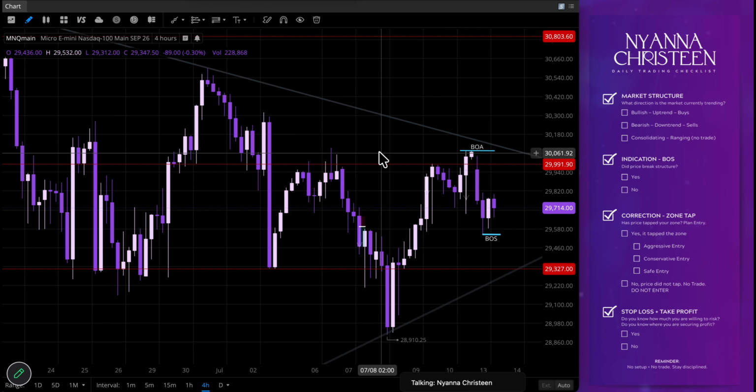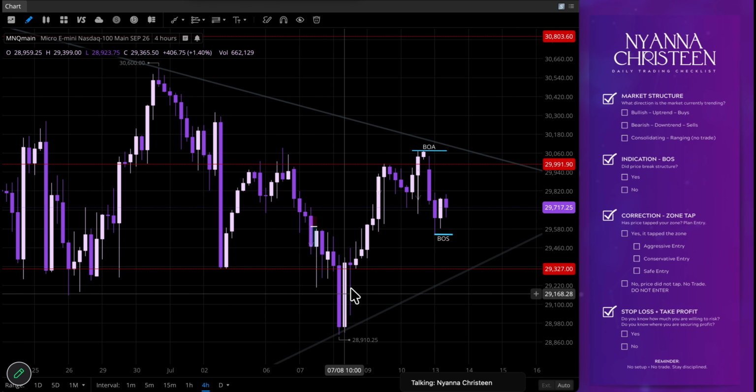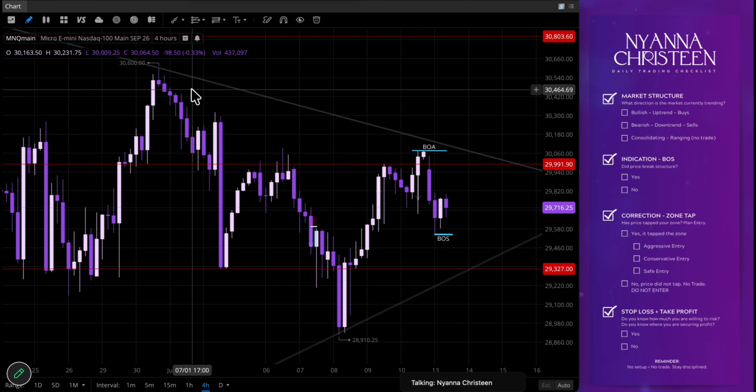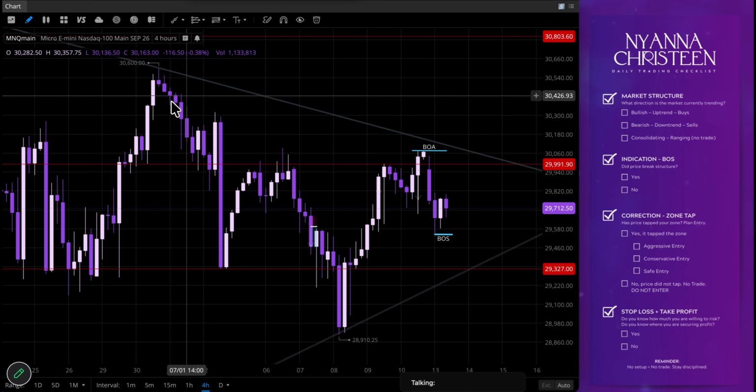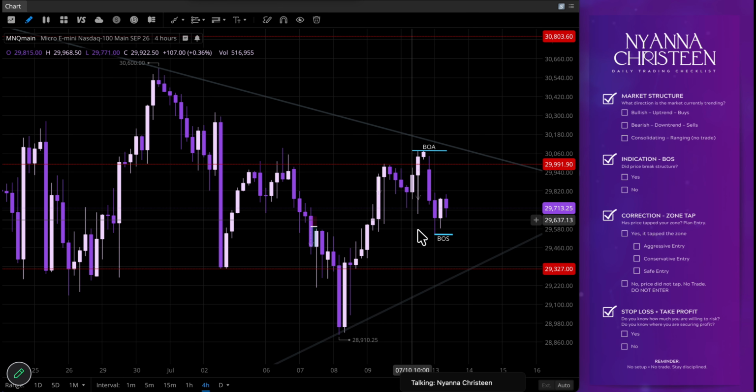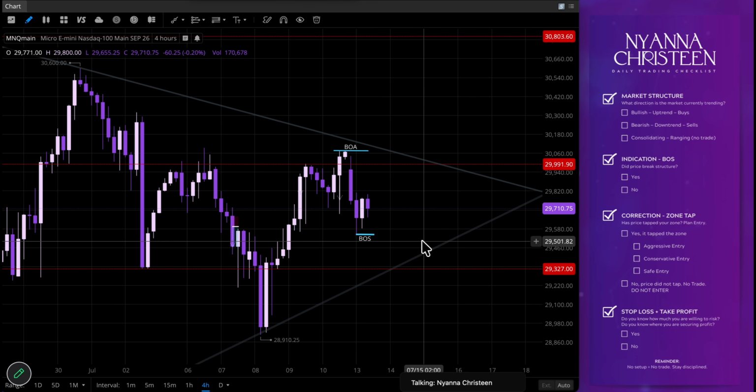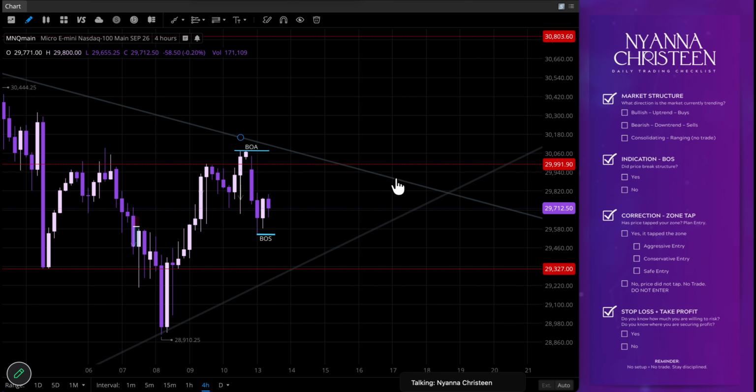So right now, price is creating higher lows, but it's also creating lower highs. So at this point, that means it's starting to squeeze. Once it squeezes, it can either break out to the upside or the downside. So for now, we're just playing in here.